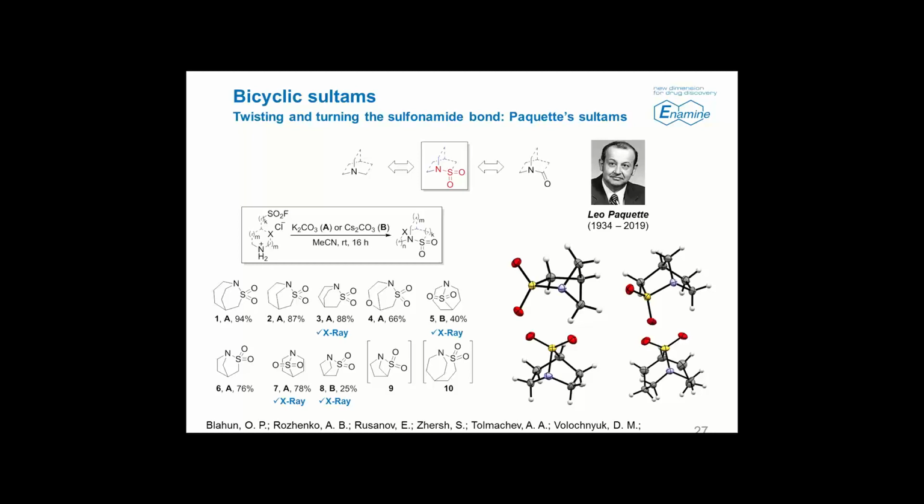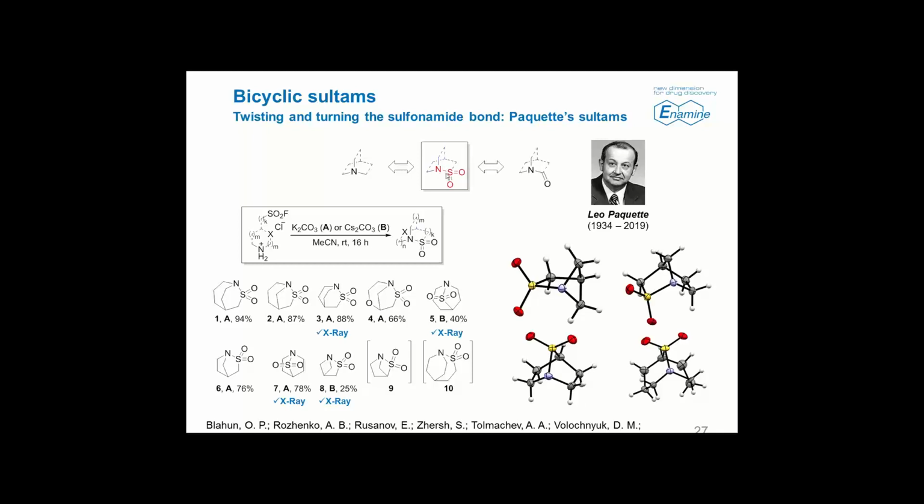So these twisted amides are quite reactive, quite unstable compounds that can be isolated, but they typically react by breaking this amide bond, or at least by addition of a nucleophile at this carbonyl group. Unlike amides, these sulfonamides are quite stable.